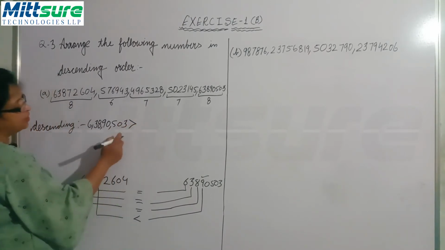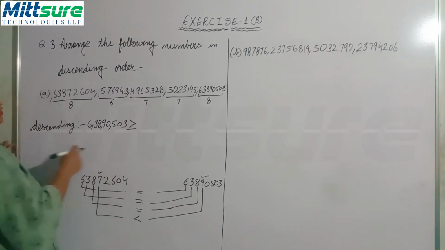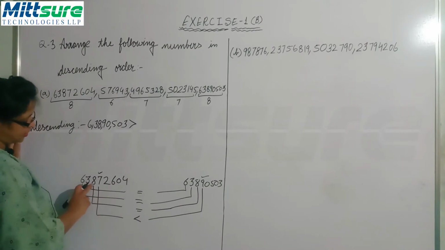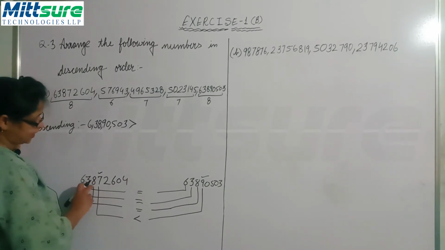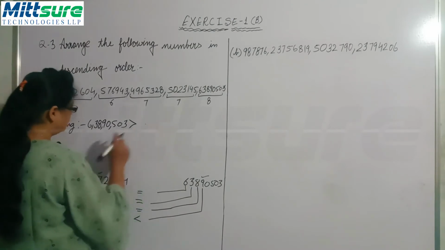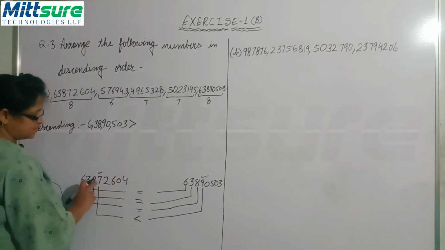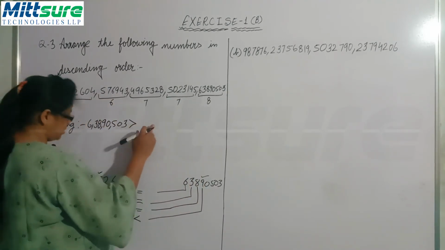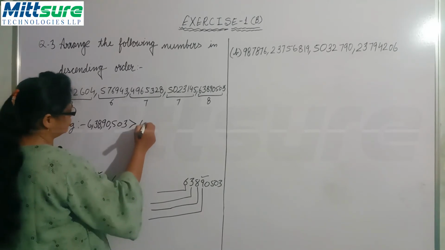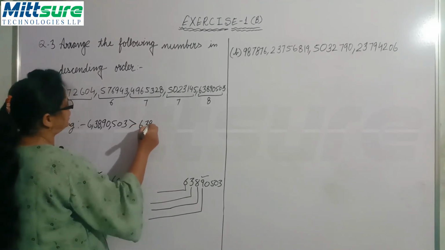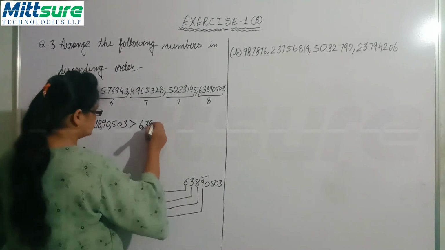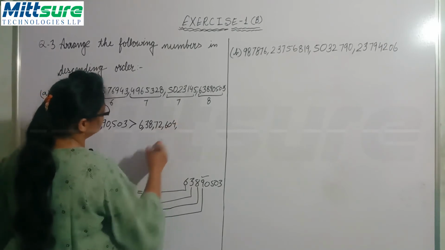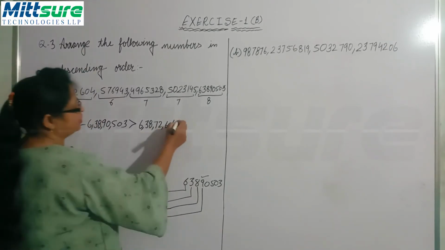Now we write the smaller number than this, that is 6 crore 38 lakh 72,604. As discussed, one number has 7 and the other has 9, and they are both 8-digit numbers. So the smaller number is 6 crore 38 lakh 72,604.